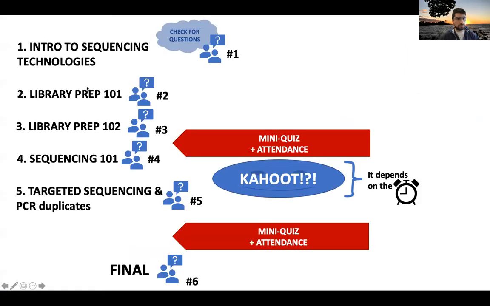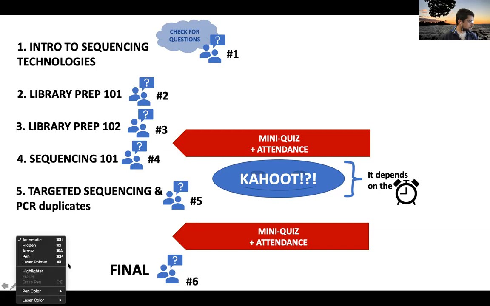So this is the outline of today's class. We're going to start with a brief intro on the sequencing technologies that are available today. We're going to discuss how to prepare a library, and then some more detailed steps of the library preparation. Also, we're going to discuss in detail what sequencing means and what features you have access to. We're going to finish today by talking about targeted sequencing and PCR duplicates, which I think is very, very important.